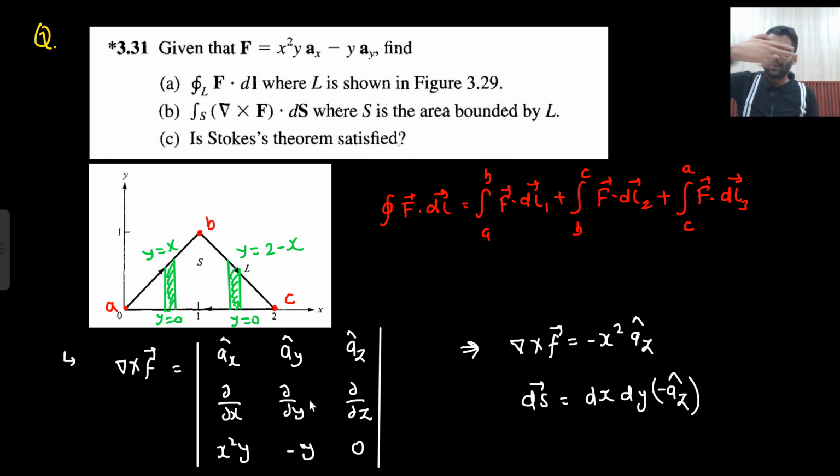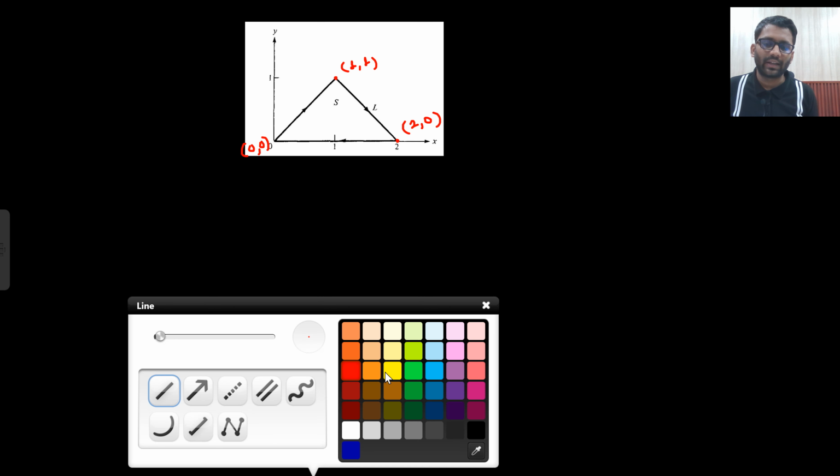Now I can take the strip in horizontal direction. So if I take the strip in horizontal direction, in this manner, then what will be the limits? If I am taking the strip in horizontal direction, how will I move the strip? I will move the strip along the y axis. So this is your method 2.